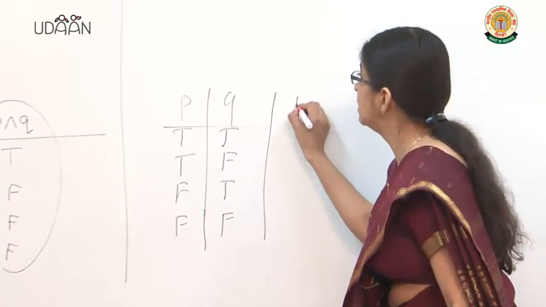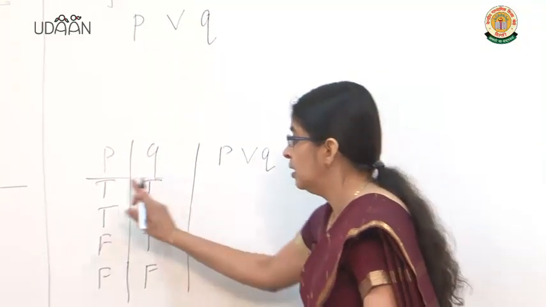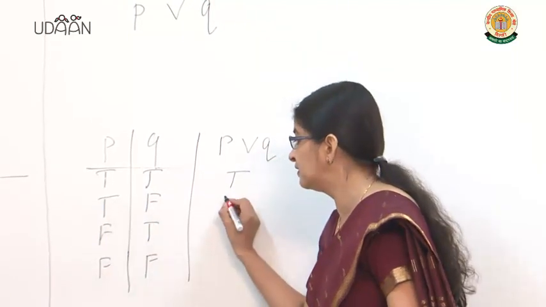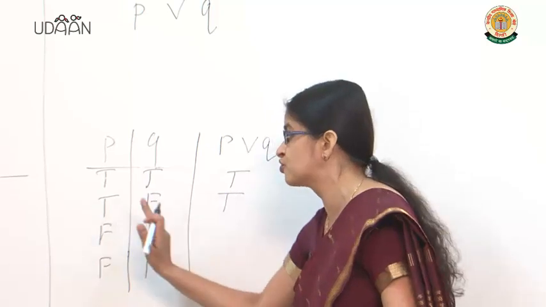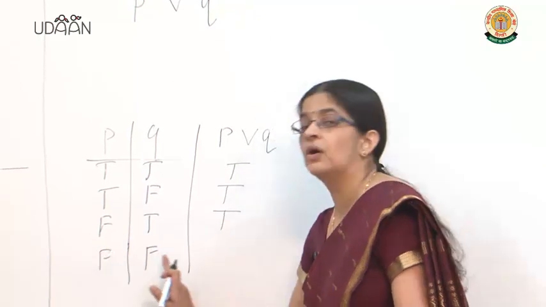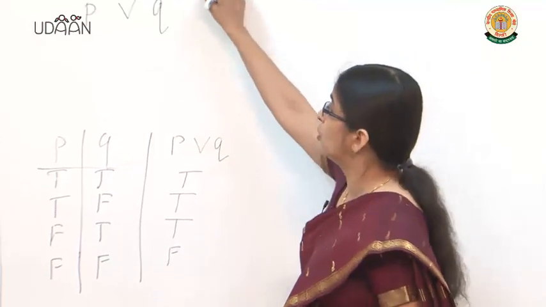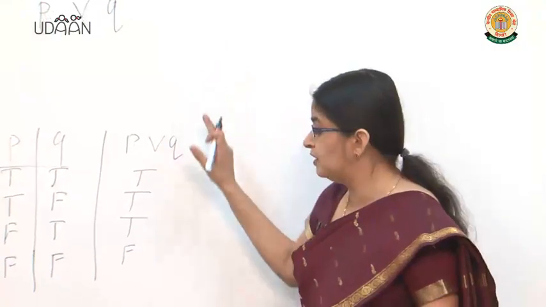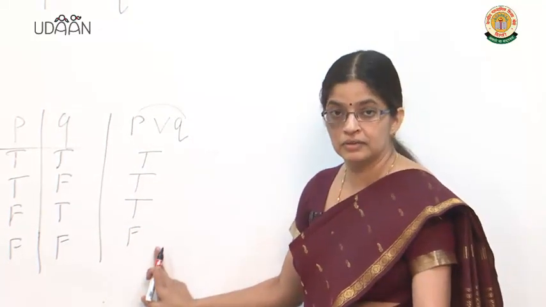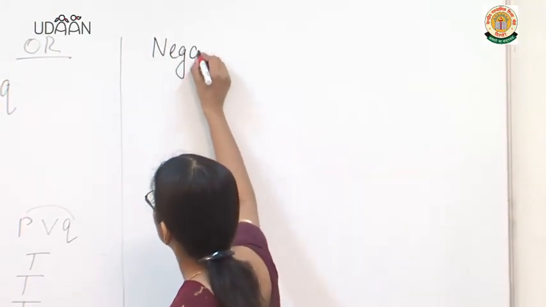Now we are going to make the truth table for P or Q. True or true is true. True or false is considered to be true, as either of them is true. False or true, either of them is true. False or false, it is false. That means the disjunction, the OR statement, is false only if both the components are false. Is it clear? The next connective is negation.